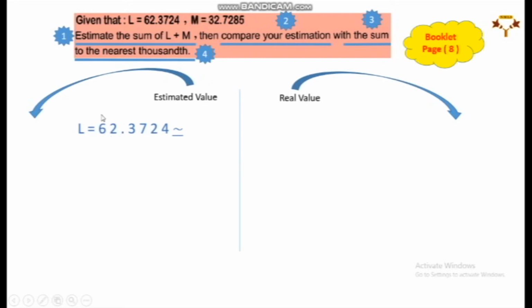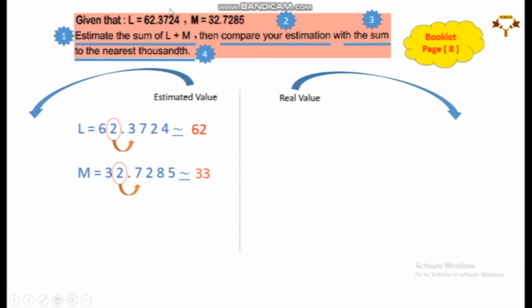So here 62.3724 approximated to the nearest unit means that you have to approximate the 2. Look after, the 3 will never give anything, so the answer will be 62. By the same way, approximate the M to the nearest unit. So the circle will be on the units place, which is 2. Look at the 7 will give it 1, so the answer will be 33.